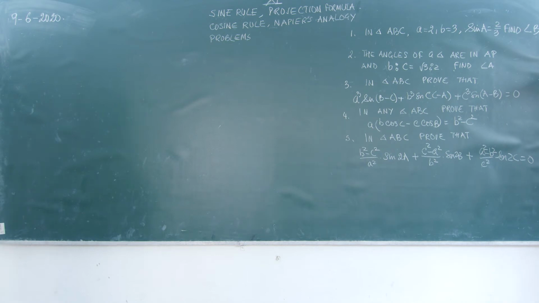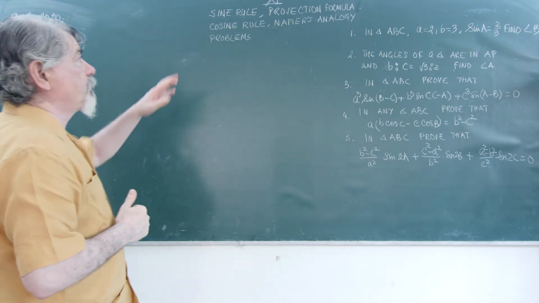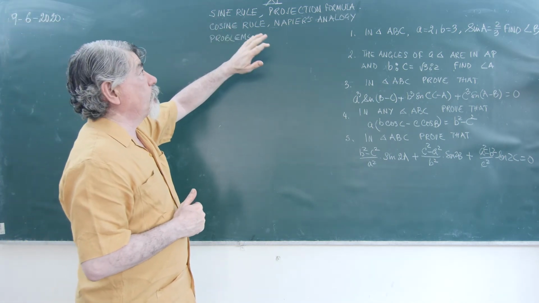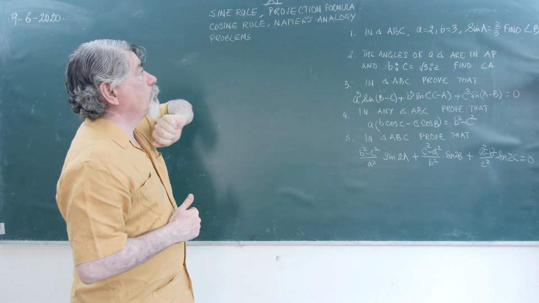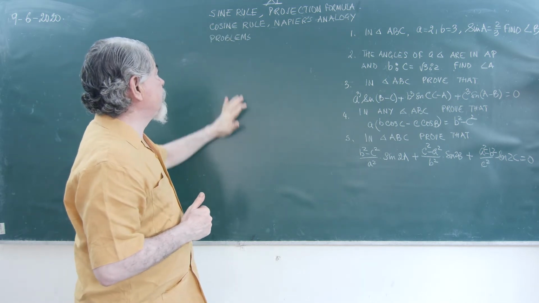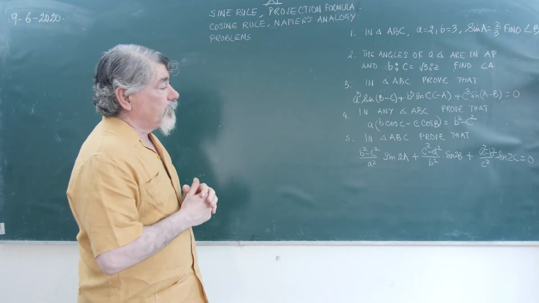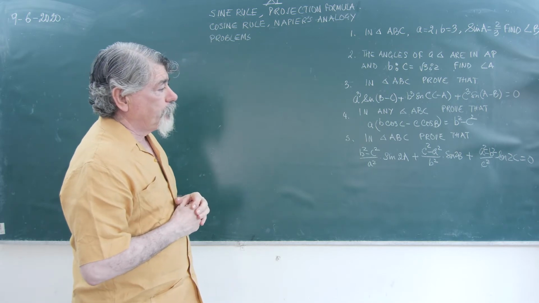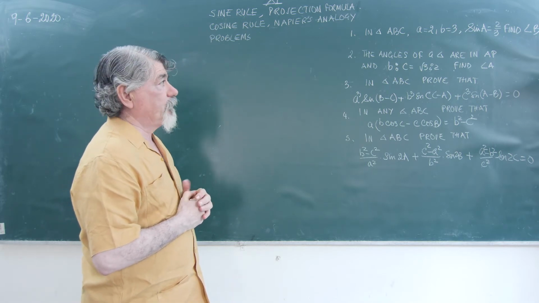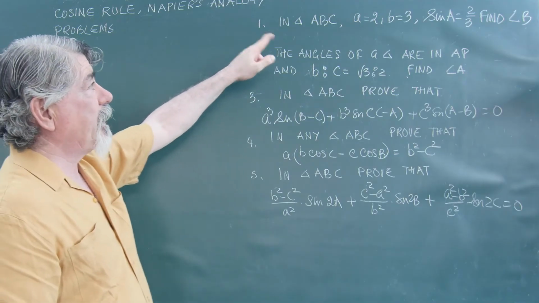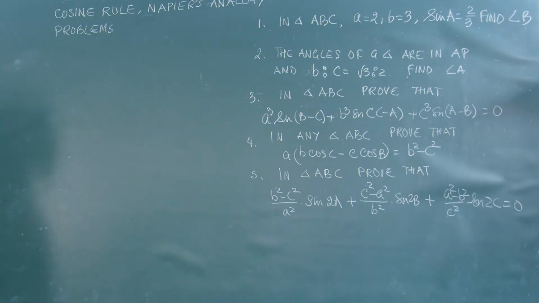Now let's look into some of the problems which I have written based on these rules: sine rule, projection formula, cosine rule, Napier's analogy, and the area formula. The question says: in triangle ABC, a is equal to 2, b is equal to 3, and sin A is 2 upon 3, find angle B.